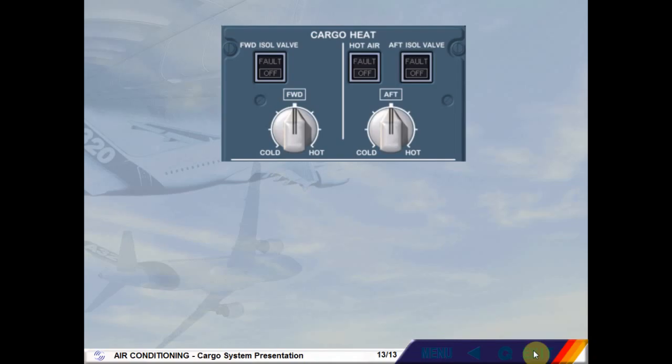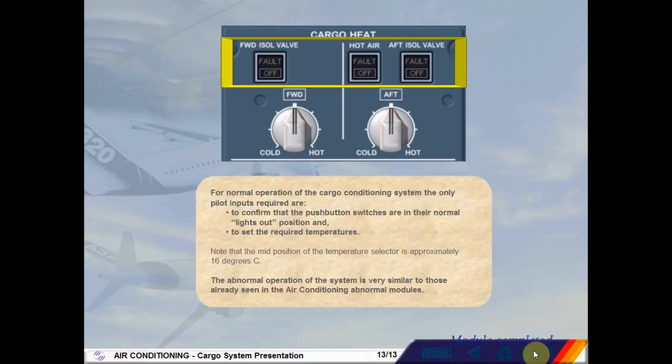For normal operation of the cargo conditioning system, the only pilot inputs required are to confirm that the push-button switches are in their normal lights-out position and to set the required temperatures. Note that the mid position of the temperature selector is approximately 16 degrees Celsius. The abnormal operation of the system is very similar to those already seen in the air conditioning abnormal modules.